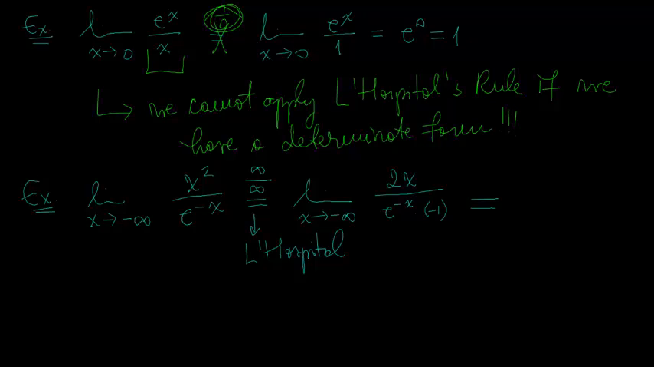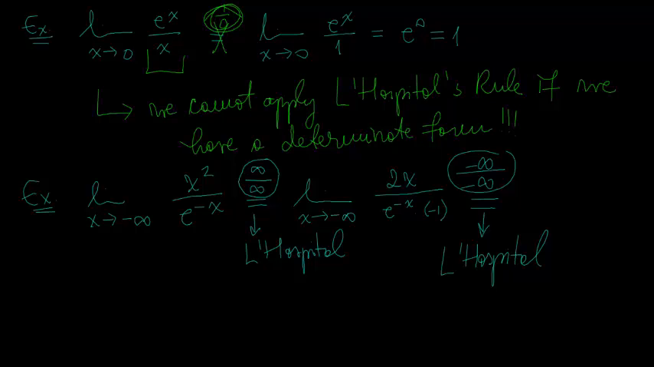I get 2 times negative infinity, that's negative infinity, and e to the negative infinity is infinity, with a minus gives me negative infinity. So I really haven't solved my problem because I just turned infinity over infinity into negative infinity over negative infinity. However, that's not really true. I've made progress, and I can apply L'Hopital multiple times until I hopefully get the answer where I can just compute my limit by evaluating.